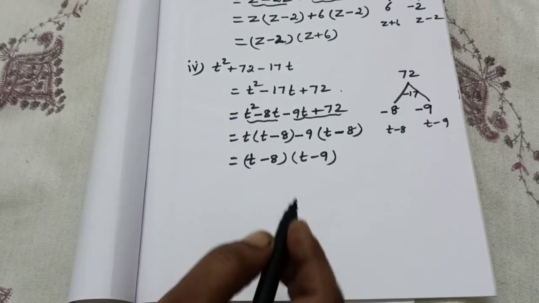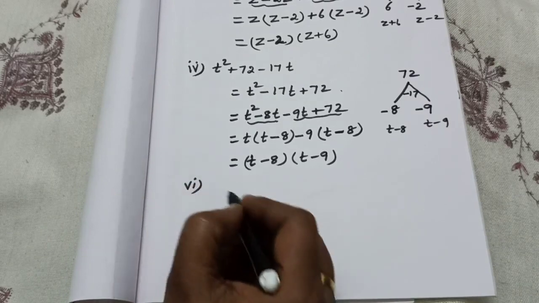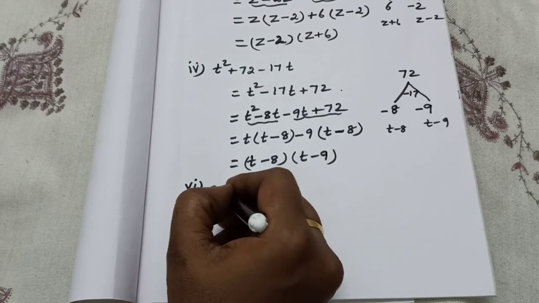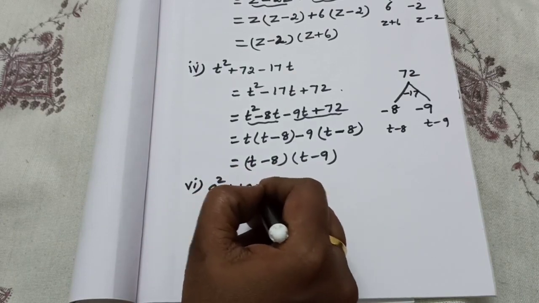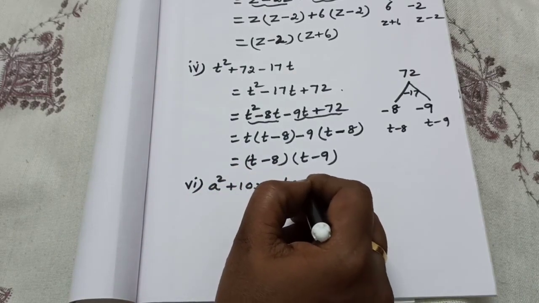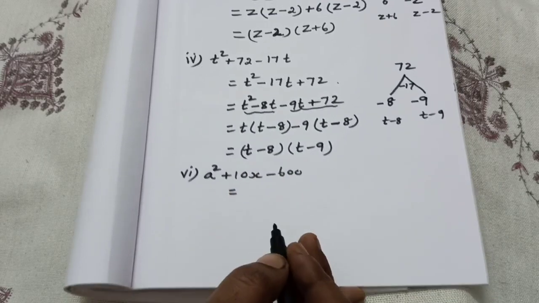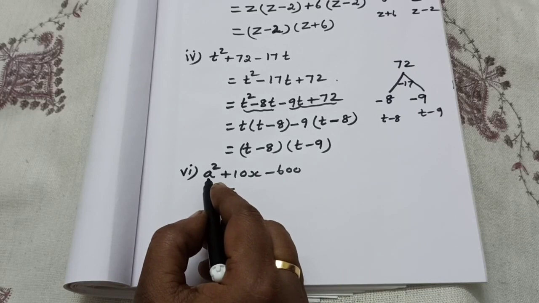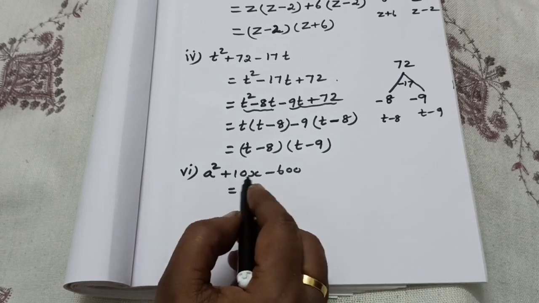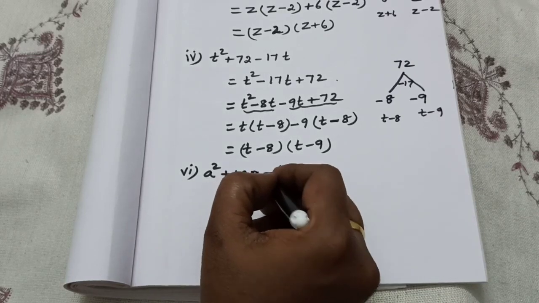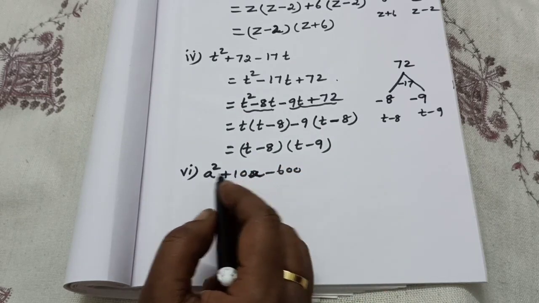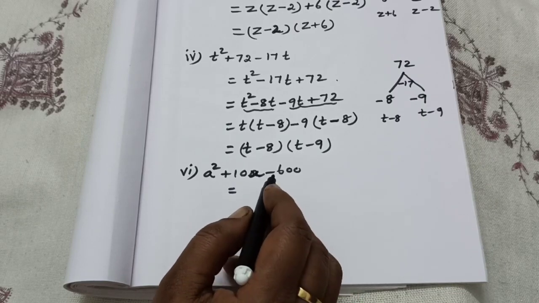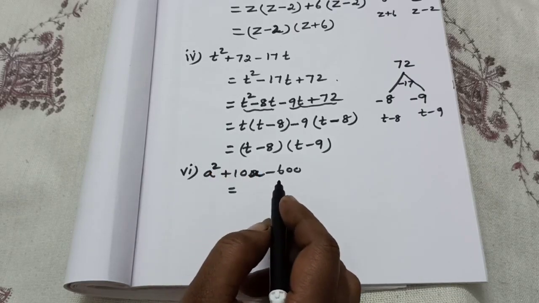Okay, then sixth subdivision: a square plus 10x minus 600 equal to... here you see a square instead of x, what is given here? A is the variable, isn't it? Sorry, here a is there. Okay, a square plus 10a minus 600. Okay, then this is the quadratic polynomial.